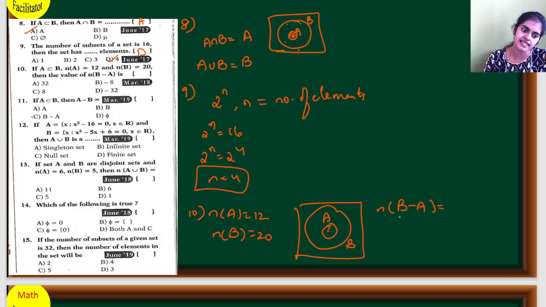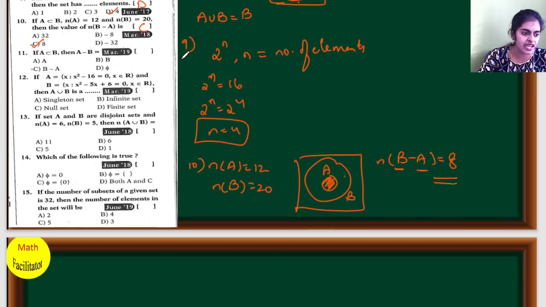N of B minus A is nothing but all the elements of B which are not in A. So the common elements of A and B you will remove. So there are 12 common elements because A is a subset of B. All the elements of A are common with B. So if you remove those 12, the remaining elements are 8 which are not common. So B minus A will be 8. Understood? So A is a subset of B.